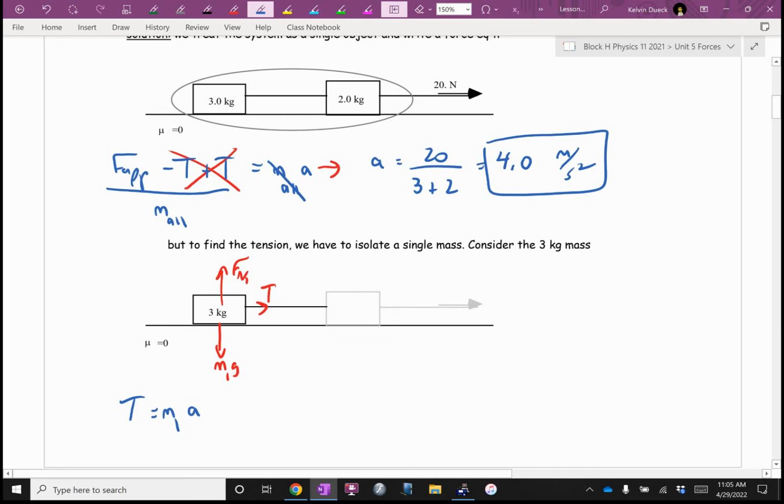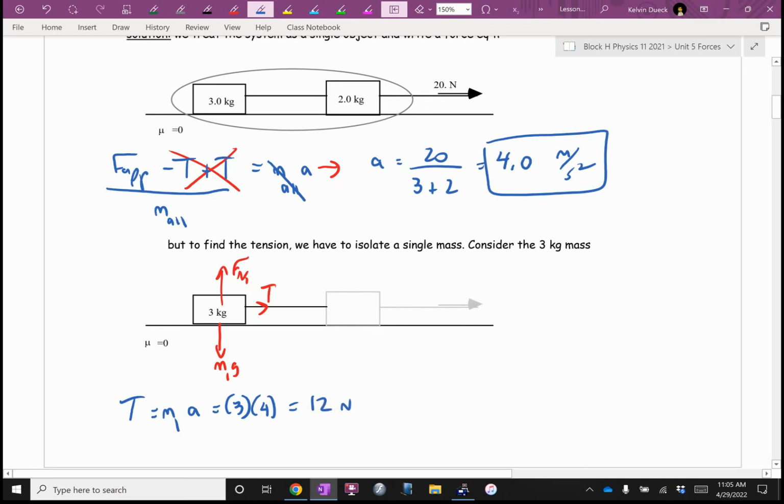Do you see how we're just tweaking our winner minus loser equation? What's M1 exactly as a number? What was A? We just found it. In your head without a calculator, how many newtons of tension is there in the rope? Yes.